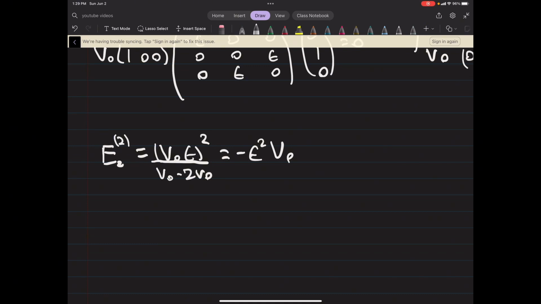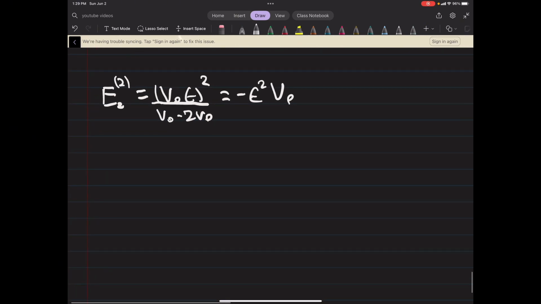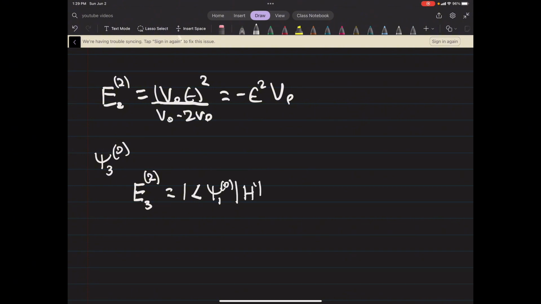Okay, so now let's finish this problem. We are moving on to state 3, and we're looking for the second order correction energy. So E sub 3, second order. And this is going to work just like before. We're going to follow the same exact process. So just repeating this equation here.